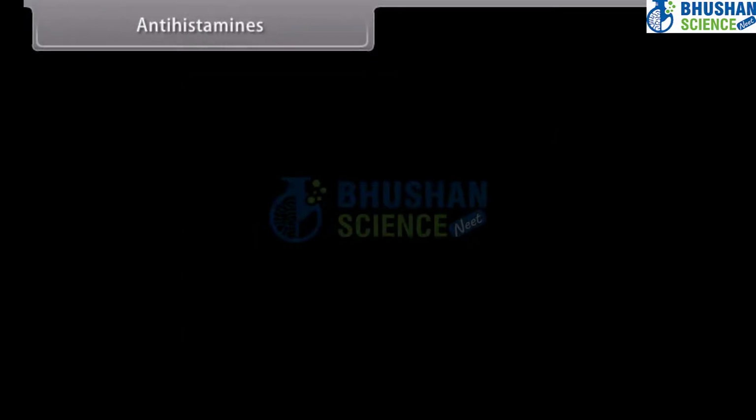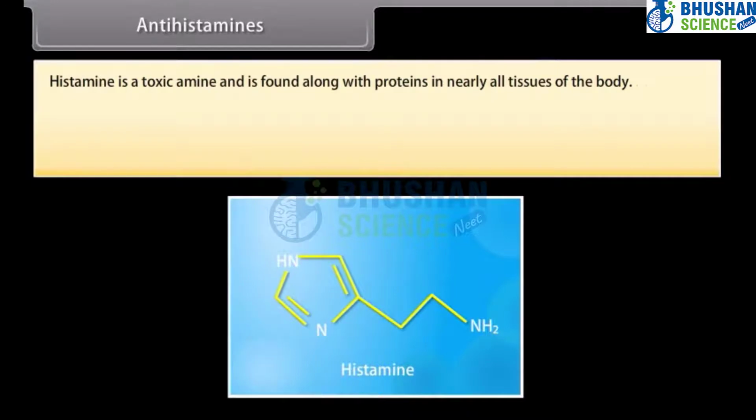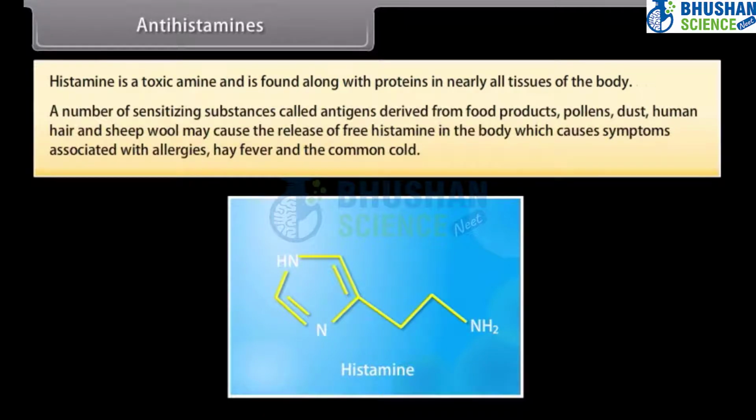Antihistamines. Histamine is a toxic amine and is found along with proteins in nearly all tissues of the body. A number of sensitizing substances called antigens derived from food products, pollens, dust, human hair and sheep wool may cause the release of free histamine in the body, which causes symptoms associated with allergies, hay fever and the common cold. An antihistamine relieves these symptoms by blocking the action of histamine.